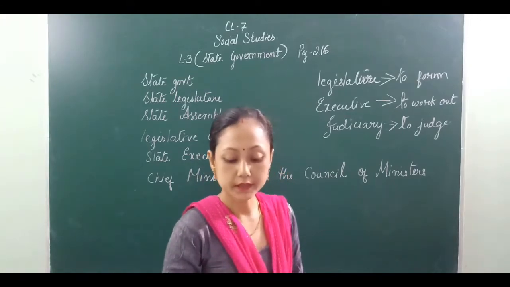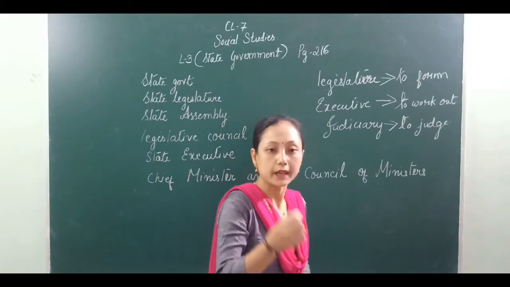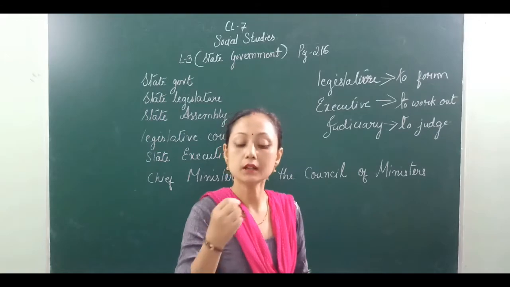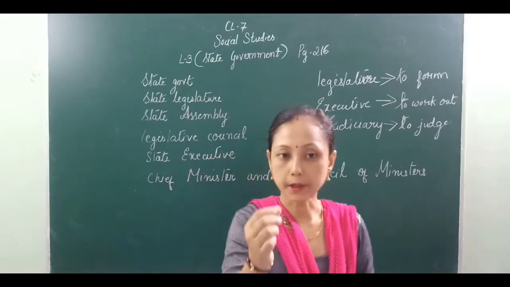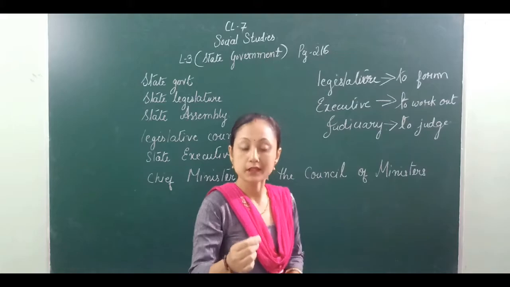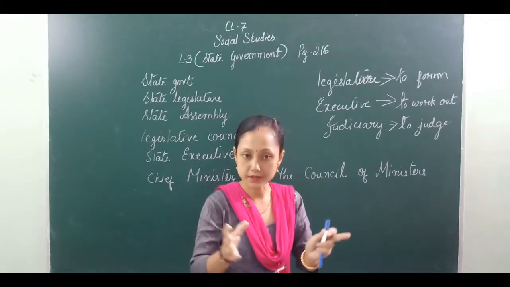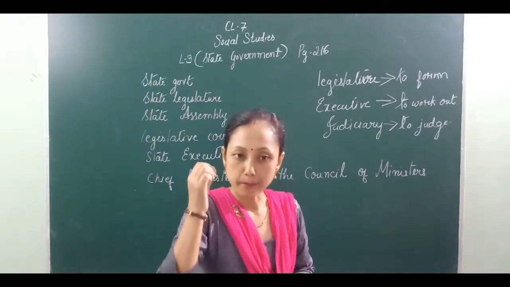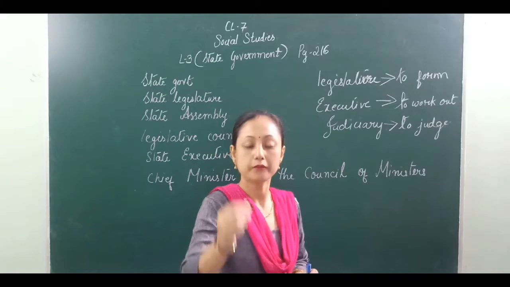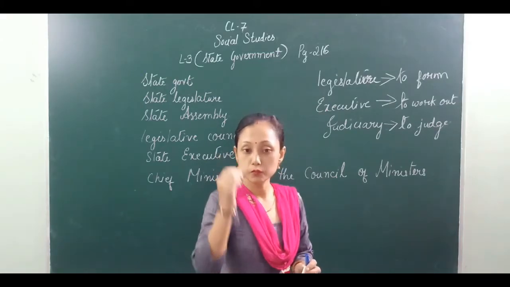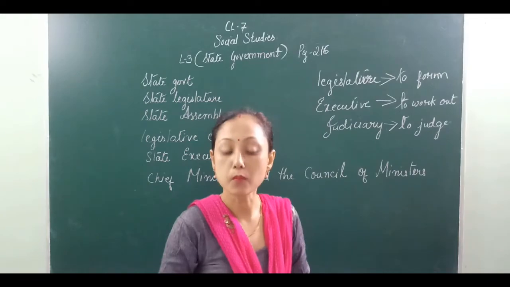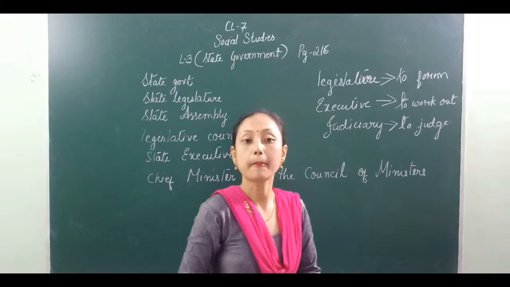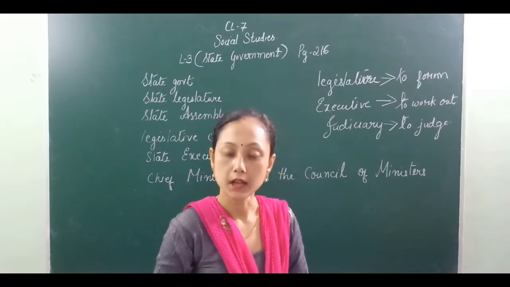Next, we will be studying about the Legislative Assembly, the assembly which is formed to form the state. Now, this Legislative Assembly comprises all the MLAs together from different parts of the state. The maximum number of MLAs should not be more than 500, and it should not be less than 60 members in a state legislative assembly.